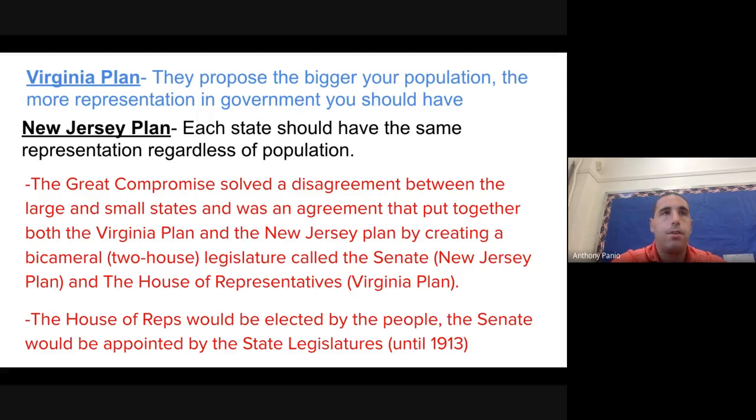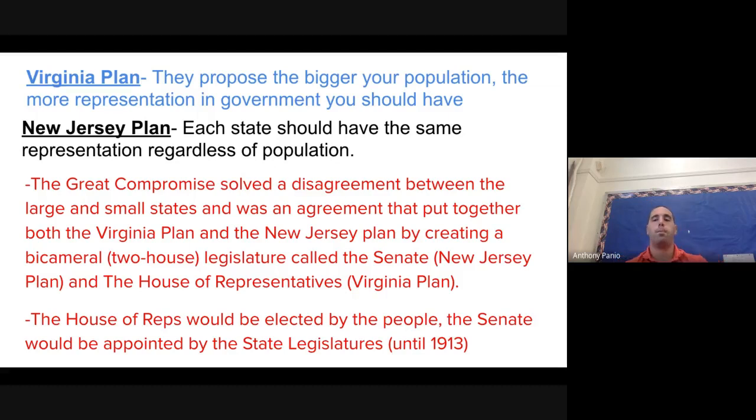Okay? And if there are 2 senators from each state, and there are 50 states, that means there are a total of 100 senators. Okay? If we add a 51st state, maybe like Puerto Rico, then we will have 102 senators. They will get 2 representatives in the Senate as well. So that is the New Jersey plan.